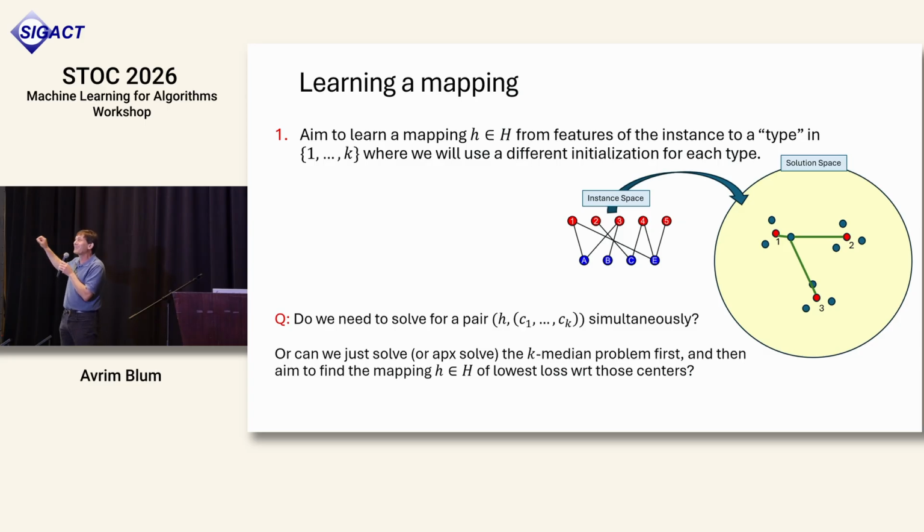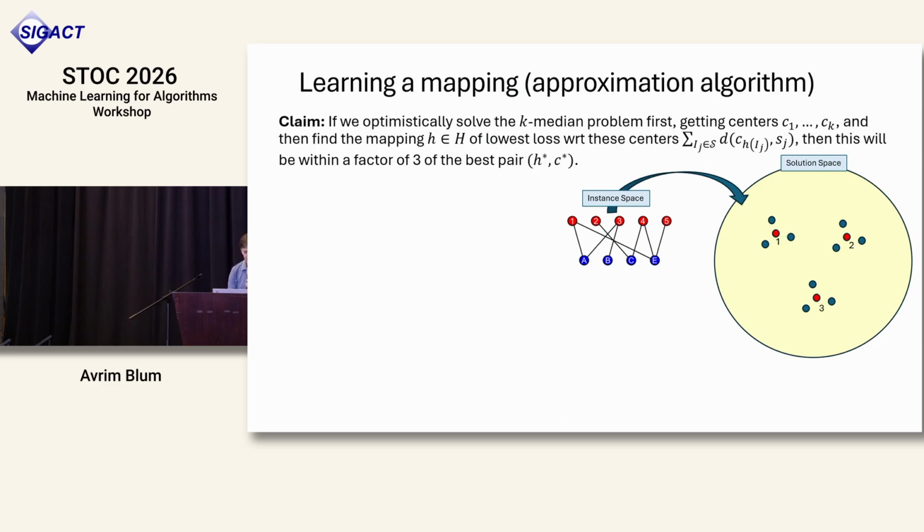So there's now a well-defined cost for which thing you assign. Now we just want to solve for the H that on our training set minimizes cost according to this cost matrix that we have. So that's a standard learning problem. So we'd like to do that. And so the question is, can we do that? So the claim: if we optimistically solve the k-median problem first, assuming that any H is possible, we get some centers, C1 through CK, and then find the mapping that has lowest loss with respect to these centers.